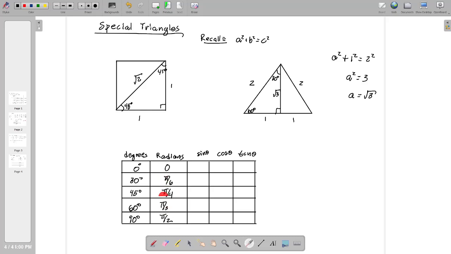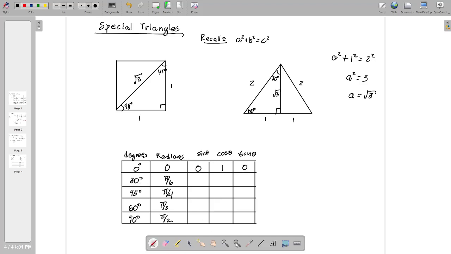And we'll get into how to figure these out when I cover the unit circle. But for now, I'm just giving them to you. Sine of 0 degrees. Sine of 0 is actually going to be 0. Cosine of 0 is 1, and tangent of 0 is 0.